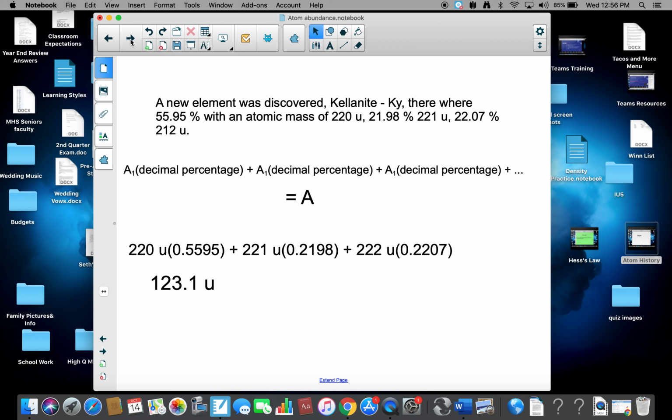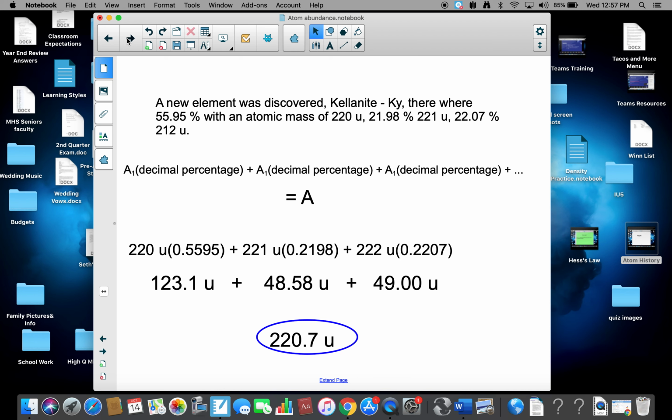I get 123.1 for sig figs, 4 sig figs, because 220 is an exact number if it's significant. And then we get 48.58 U and 49.00 U. We add them all up together. Sig figs, last filled column, 220.7 U. That would be my atomic mass.